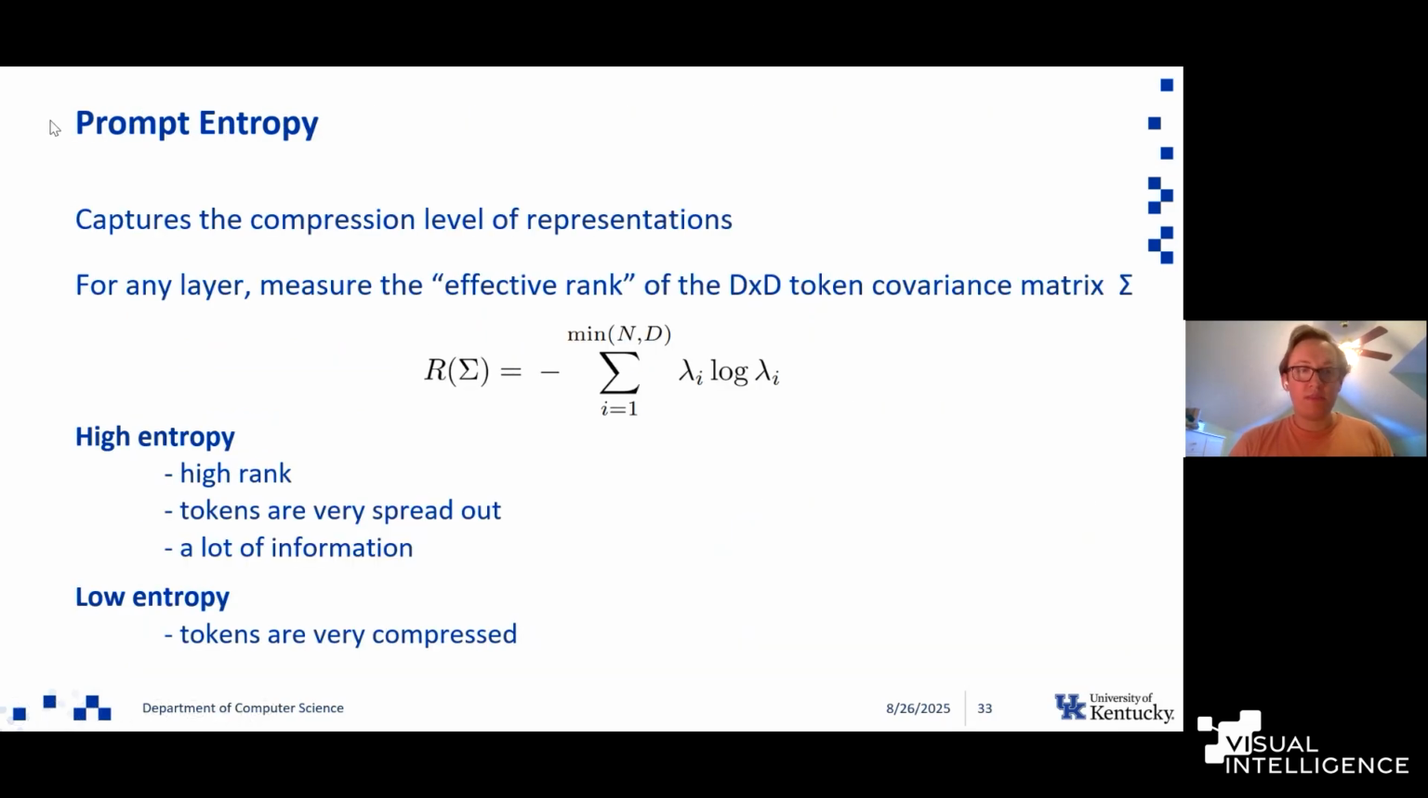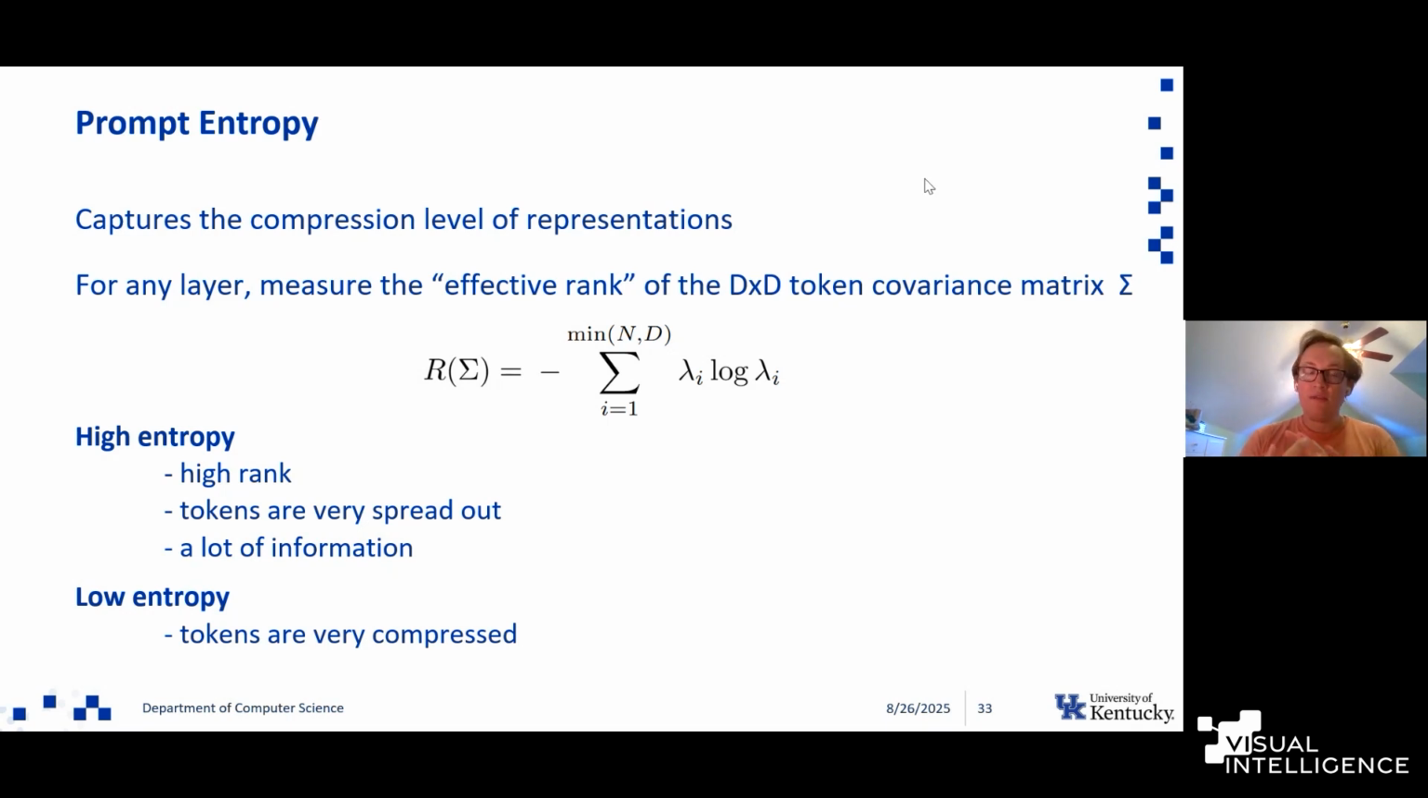And so what is prompt entropy? Entropy is capturing the compression level of the representations. For any particular layer, we can measure what's called the effective rank of the D by D token covariance matrix. This is a bit technical, but just imagine that we have our covariance matrix of embeddings, which should hopefully be a familiar matrix. Then we look at the eigenvalues of that matrix, and we take the Shannon entropy of those eigenvalues. So it's just a simple formula, but the implications of it are pretty impactful.